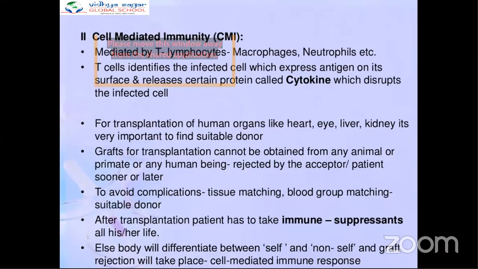Our body has the ability to find self organ and non-self organ. After recognizing whether it is self or non-self, our body automatically rejects the new organ. To avoid these complications, they have to go for tissue matching and blood group matching and find a suitable donor. After transplantation, the patient has to take immunosuppressants for a lifetime, because otherwise the body will differentiate between self and non-self, and graft rejection will take place because of the cell mediated immune response. Any doubt in cell mediated immune response?